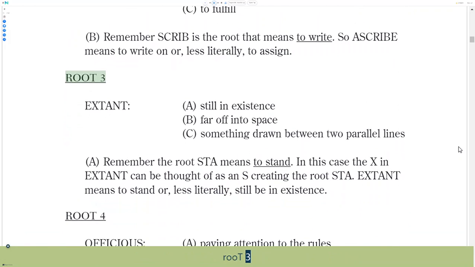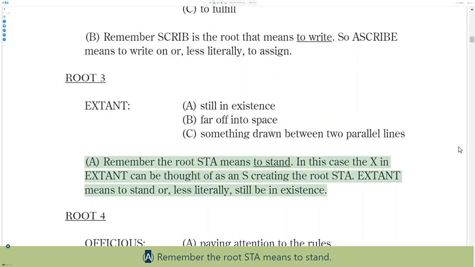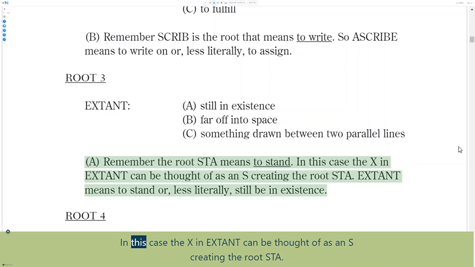Root 3. Extant. A. Still in existence. B. Far off into space. C. Something drawn between two parallel lines. A. Remember the root sta means to stand. In this case, the x in extant can be thought of as an s creating the root sta. Extant means to stand or, less literally, still be in existence.